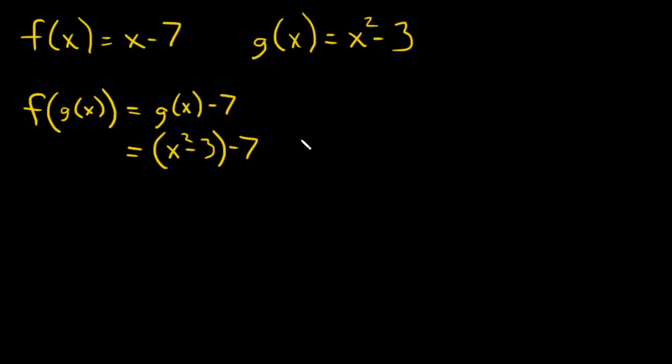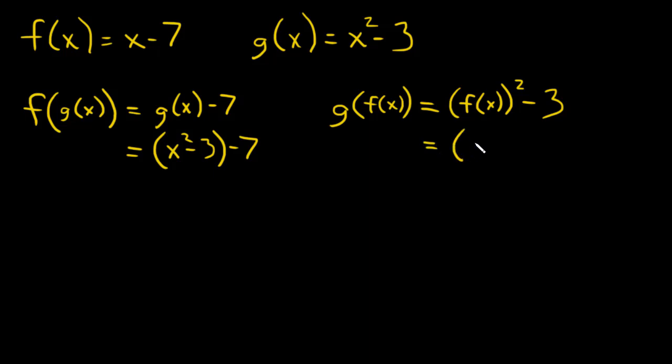We can do that. Now, what about g of f of x? Well, g of x is x squared minus 3, so g of f of x is going to be f of x squared minus 3. And so now I can substitute in what f of x is equal to. Well, f of x is equal to x minus 7, quantity squared, minus 3. Alrighty, now that's how you do composite functions.